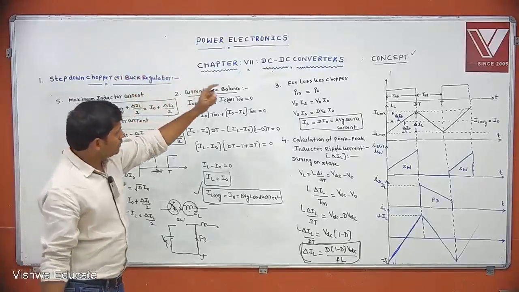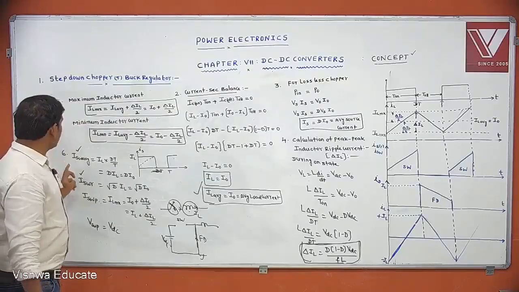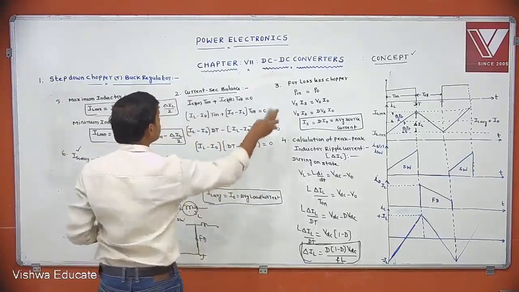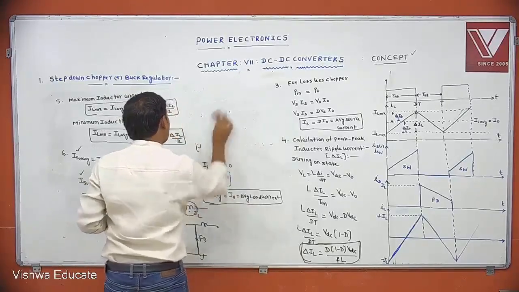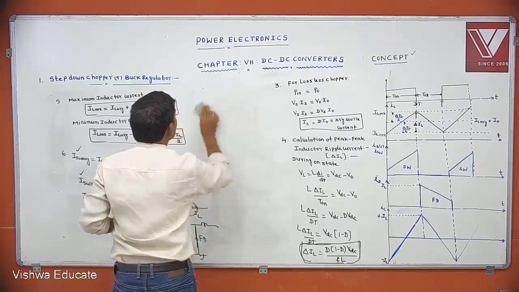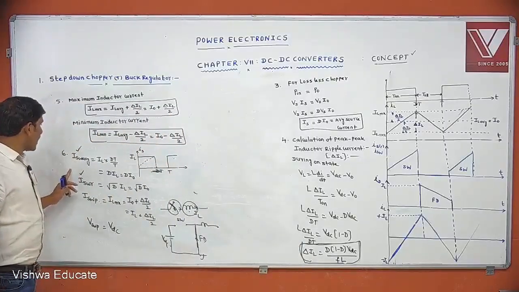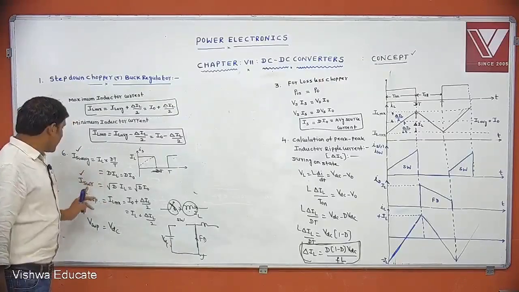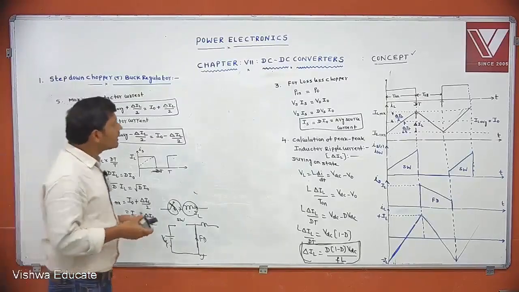In the last session, I calculated these parameters: the maximum inductor current, the average source current, the peak to peak value of inductor current, the peak to peak ripple current in the inductor. Then the maximum inductor current, the average source current, the average switch current, RMS switch current, peak value of switch current, and peak voltage across the switch. These parameters I calculated.